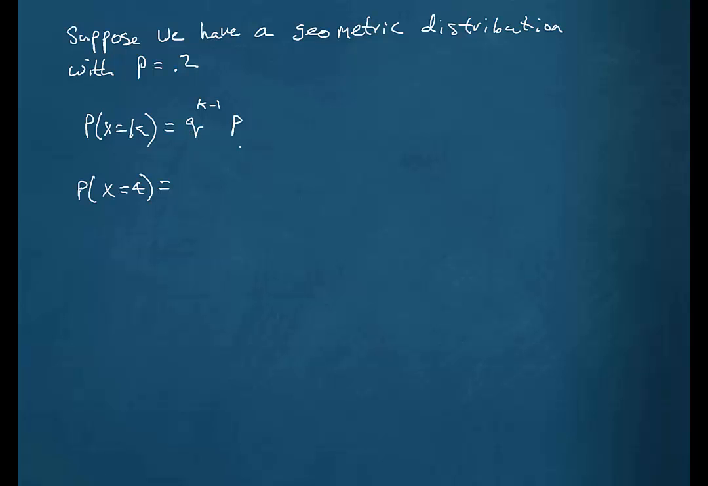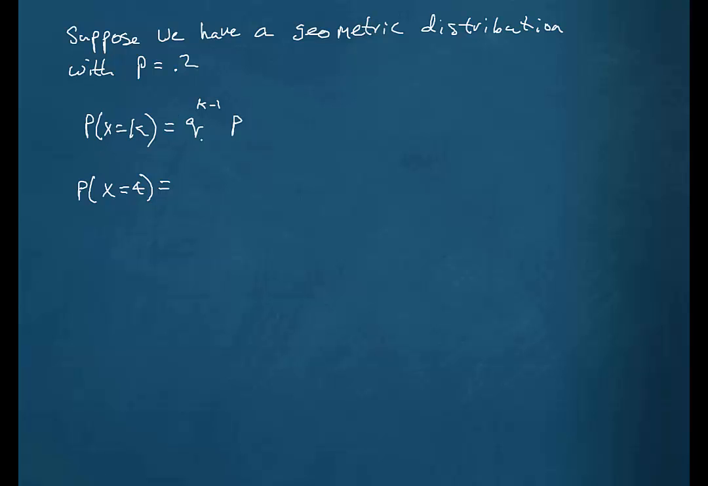Let's suppose that we have a geometric distribution. In other words, we have a variable that satisfies the criteria for a geometric probability distribution, and the probability of a success, P, is 0.2. We remember that the formula for finding probabilities associated with a geometric distribution is found this way.